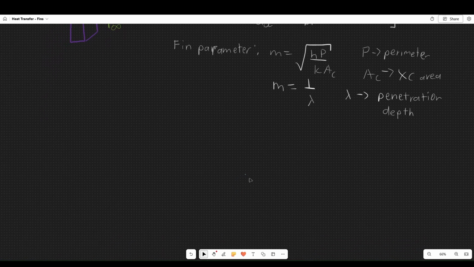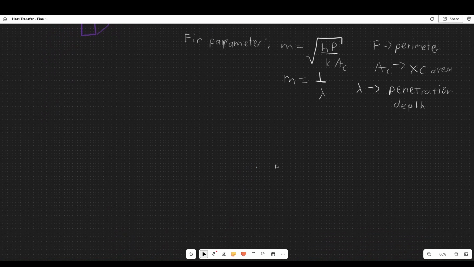Okay, perfect. So now what we can do is jump into the ODEs. The first thing that we're going to do is non-dimensionalize the ODE, just so that we don't have to deal with non-homogeneous boundary conditions. You'll see that later.